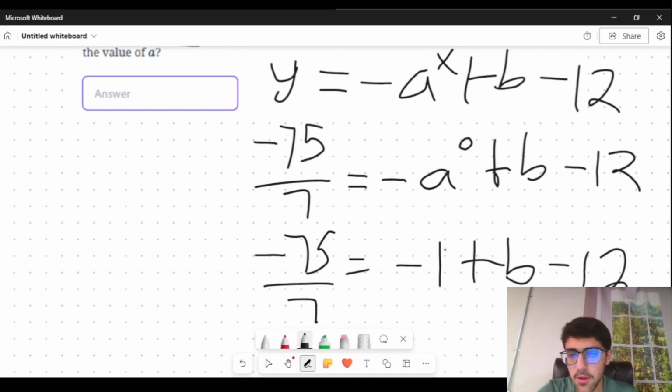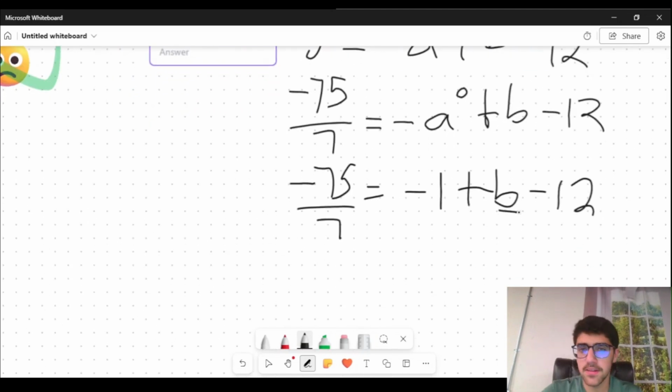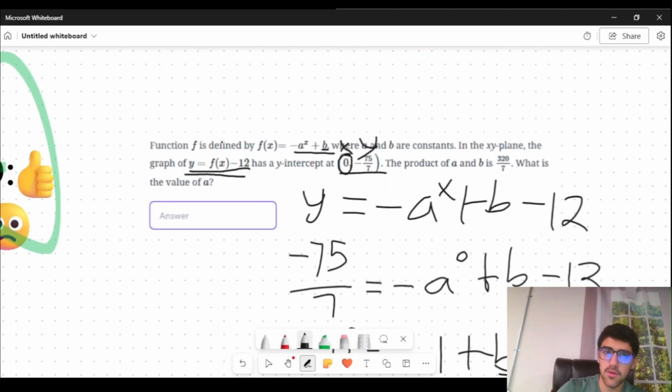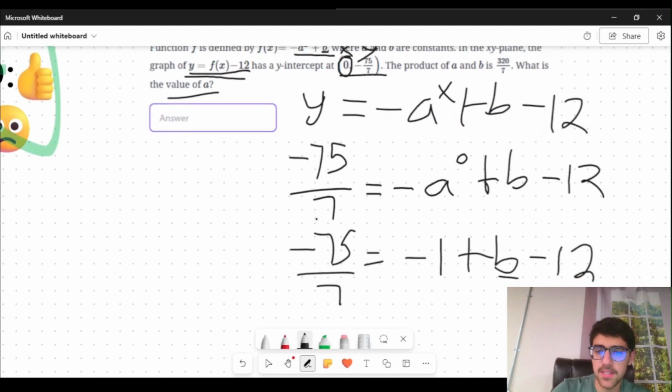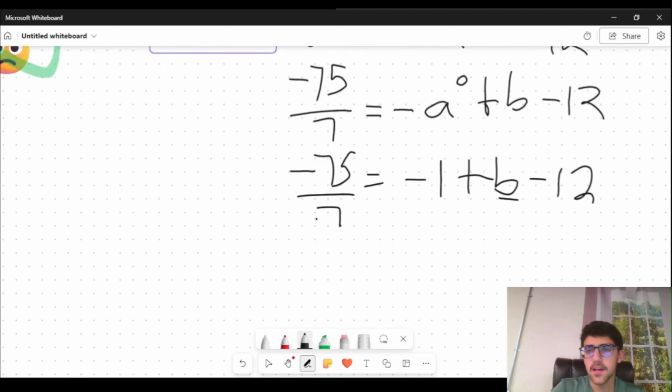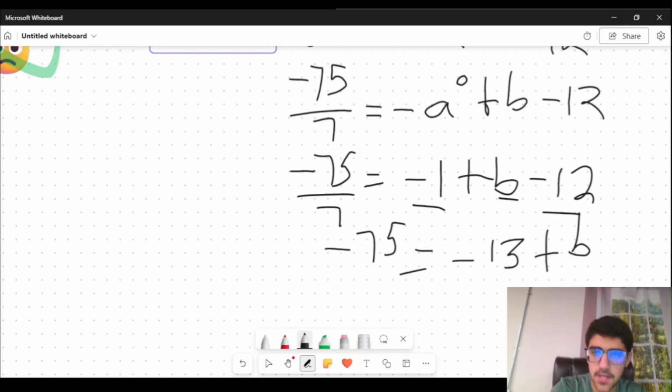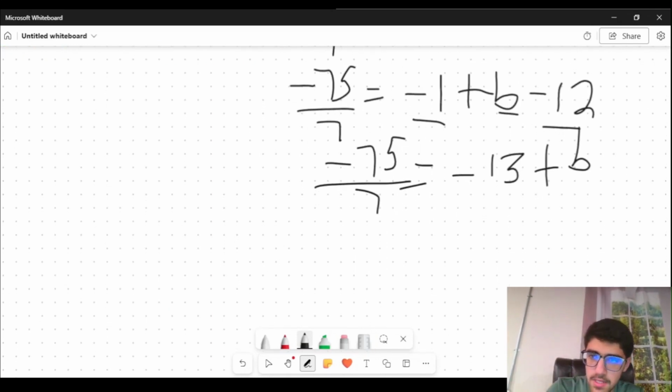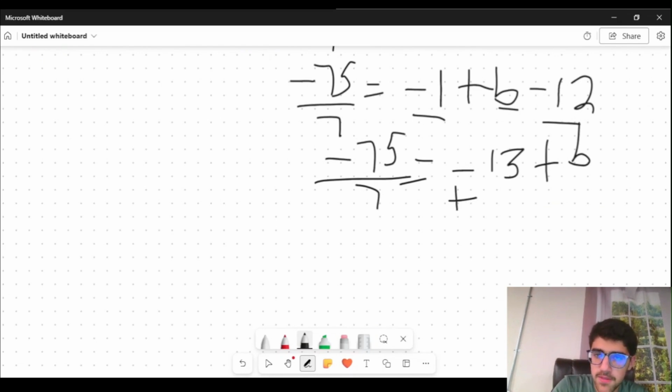This is great because now we only have one constant, and now we can just solve for it. Although it tells us to solve for a, we can start by solving for b, which will help us in solving for a. So negative 1, negative 12, it's negative 13. Negative 13 plus b equals negative 75 over 7. I'm going to add 13 to both sides. b is equal to negative 7.